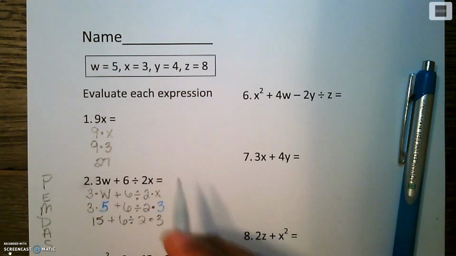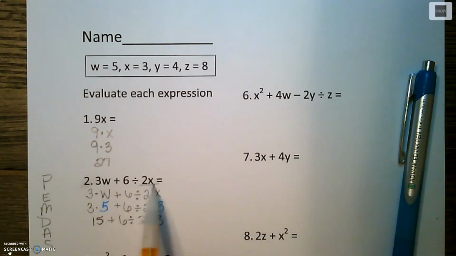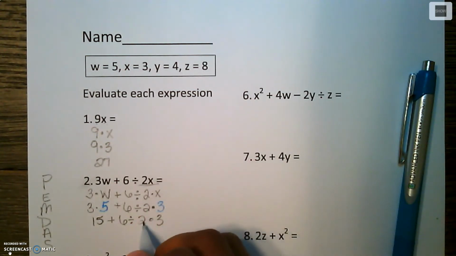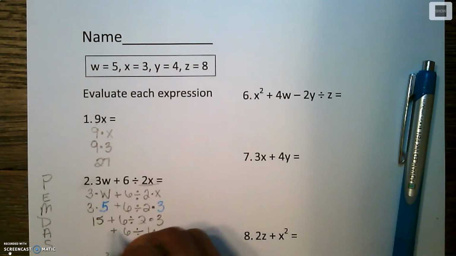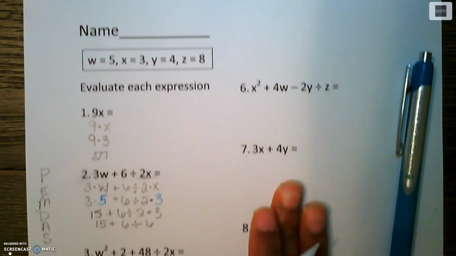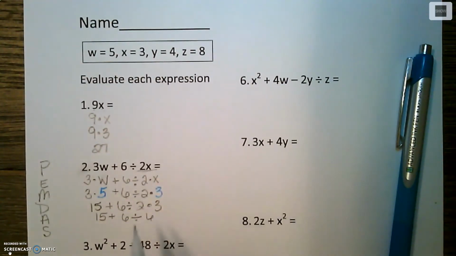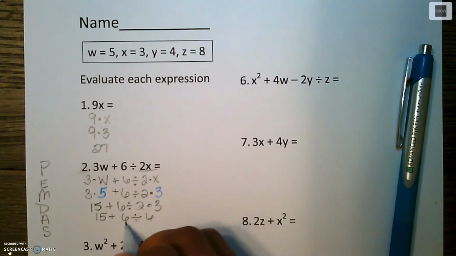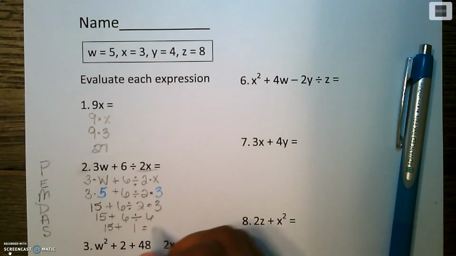The next operation I'm going to do is this 2x right here. So 2 times 3 is 6. And then I'm going to bring everything else down. The next operation I do is division. So 6 divided by 6 is 1. And I just bring down 15. And then 15 plus 1 gives me 16.